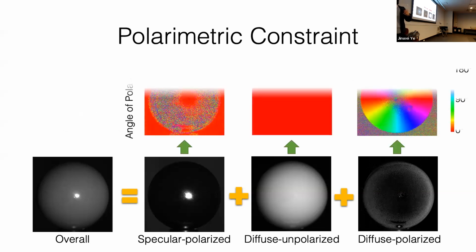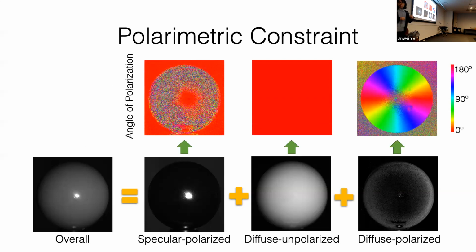And with this, because these two components are polarized, we can get their angle of polarization, which is something that I visualize here. So basically, this is the angle of their linear polarization, because here we only consider the linear polarized side. And you can see this one.